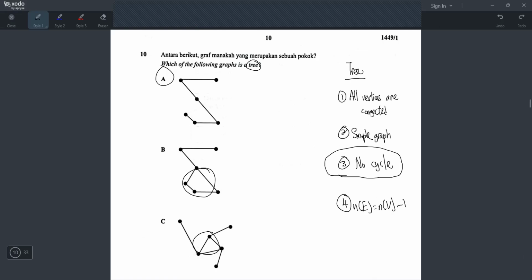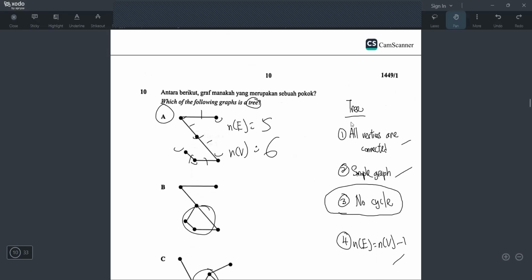And if you check with the other characteristic, it will follow all these 4 characteristics. The first one, all vertices connected, yes. Simple graph, yes also. No loops, no multiple edges. Number of edges, is it true? The number of edges is number of vertices minus 1. Let's count. 1, 2, 3, 4, 5. 5 edges. What about vertices? Vertices, 1, 2, 3, 4, 5, 6. Yep, the number of edges is indeed 6 minus 1, which is 5. Okay, so hope you understand. Make sure you hafal these 4 characteristics for the tree.